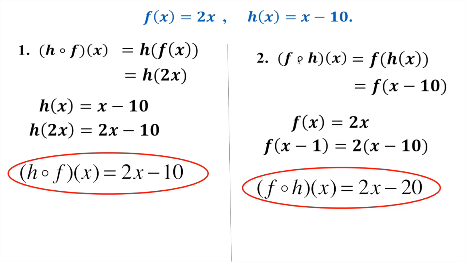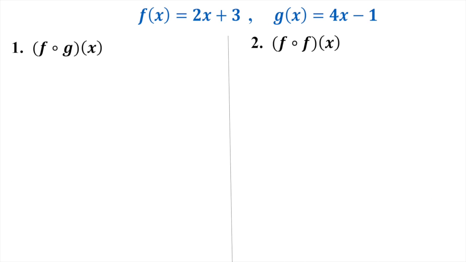Now on the second one here, I took my h of x, this x minus 10, and I plugged it in right here only for where that x is, okay? So I had a 2x before, and I plugged this x minus 10 right in for this x. That's what gave me, by the time I distributed, 2x minus 20. All right, try both of these.